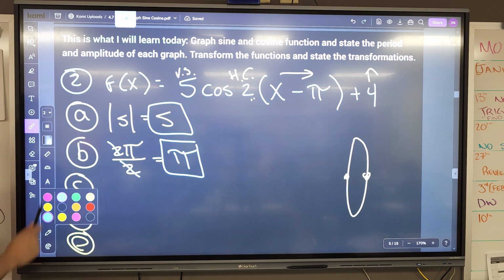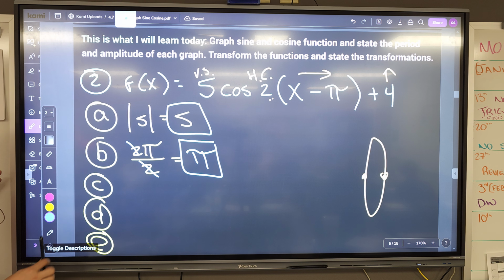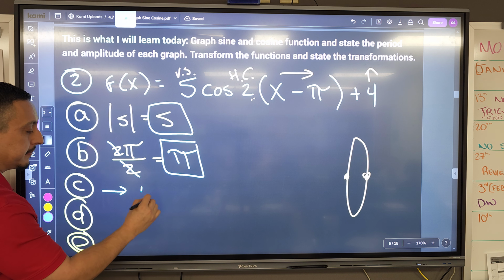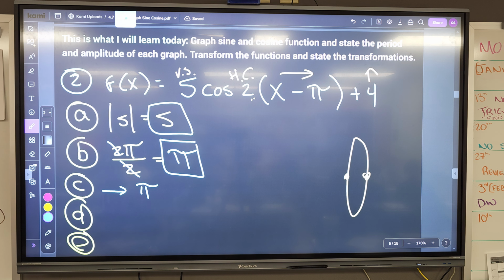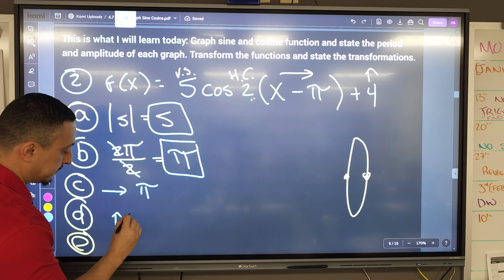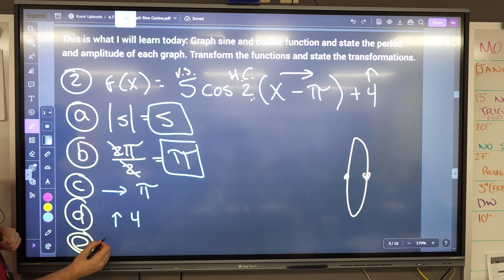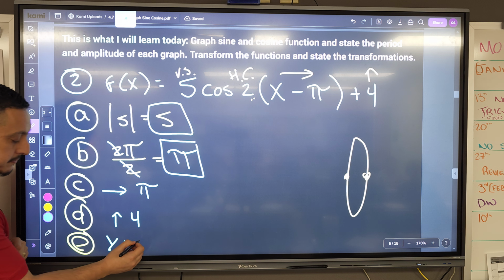And then C, what's C? The left, right, right? So you just say right pi. And then D is the up, down. So up 4. And then E is y equals the midline equation. 4.